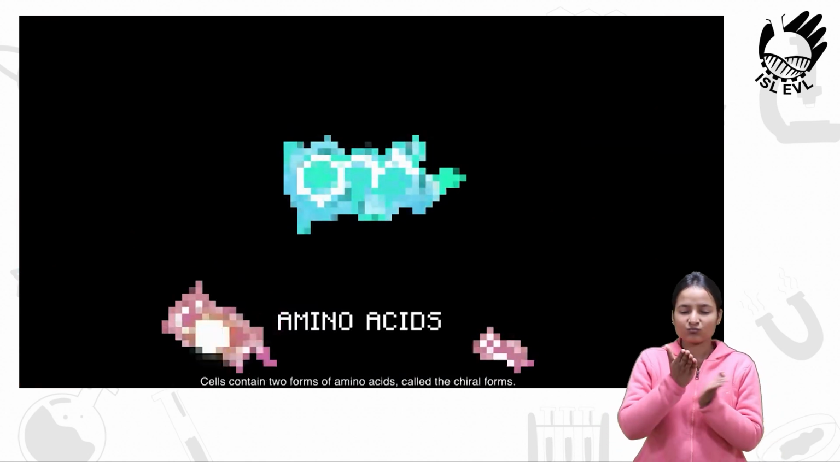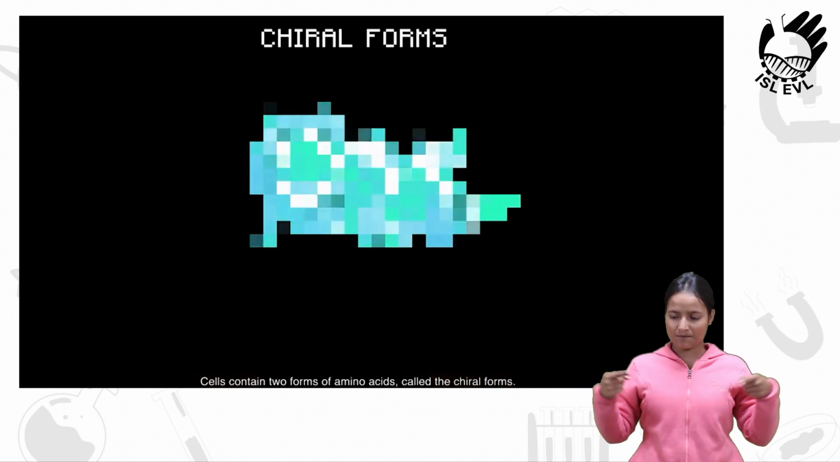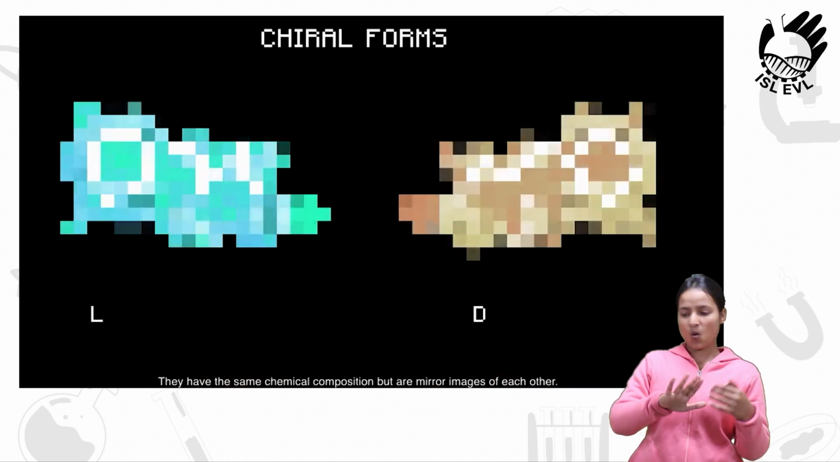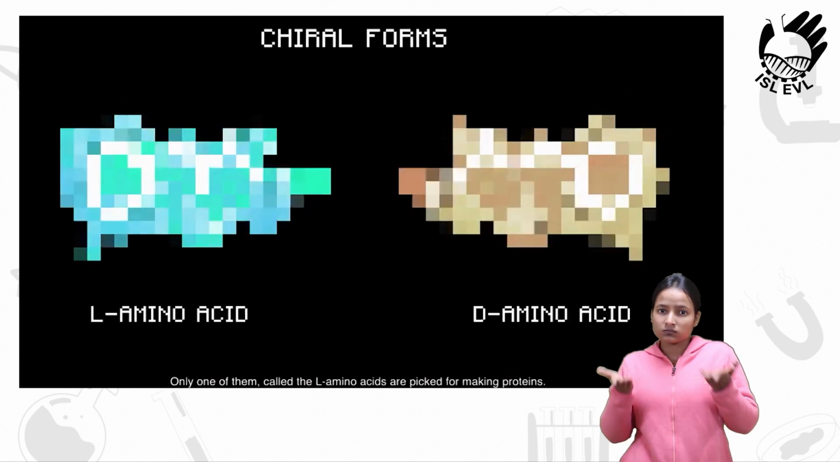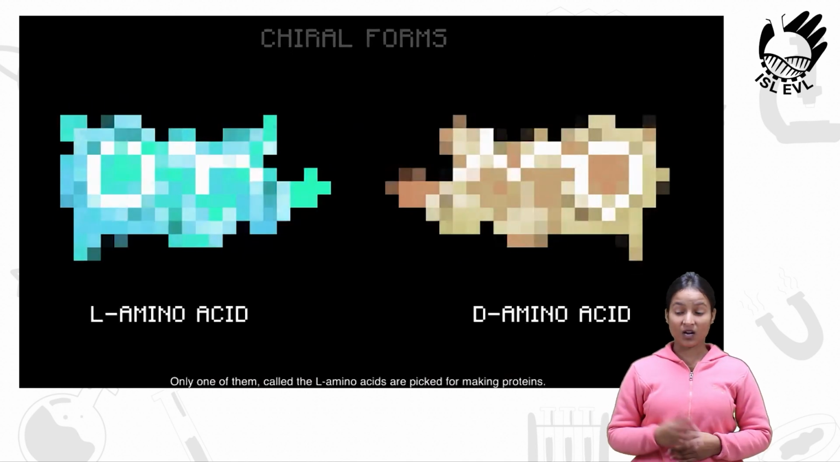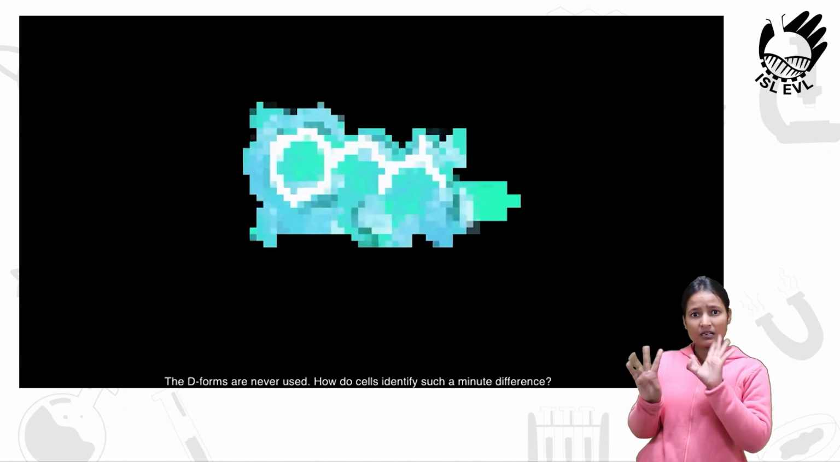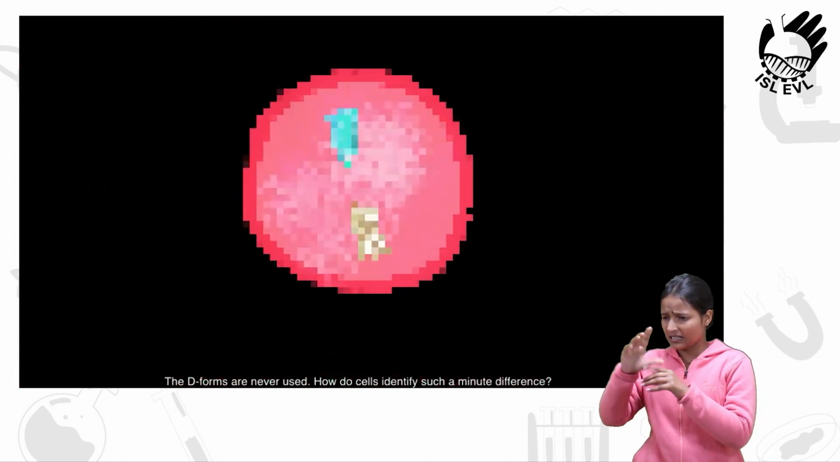Cells contain two forms of amino acids called the chiral forms. They have the same chemical composition but are mirror images of each other. Only one of them, called the L amino acids, are picked for making proteins. The D forms are never used. How do cells identify such a minute difference?